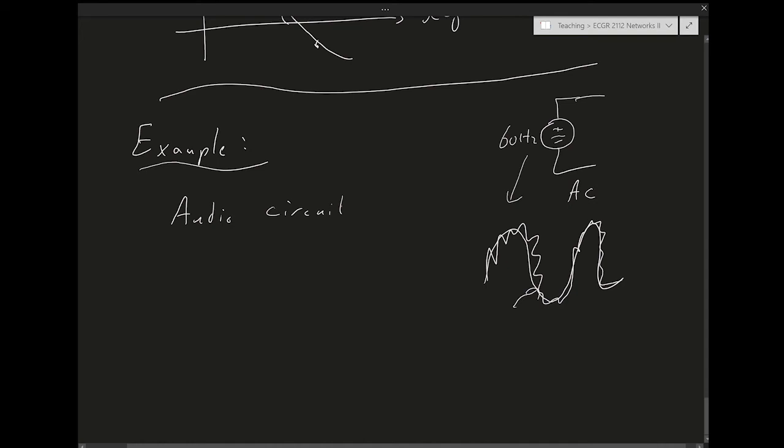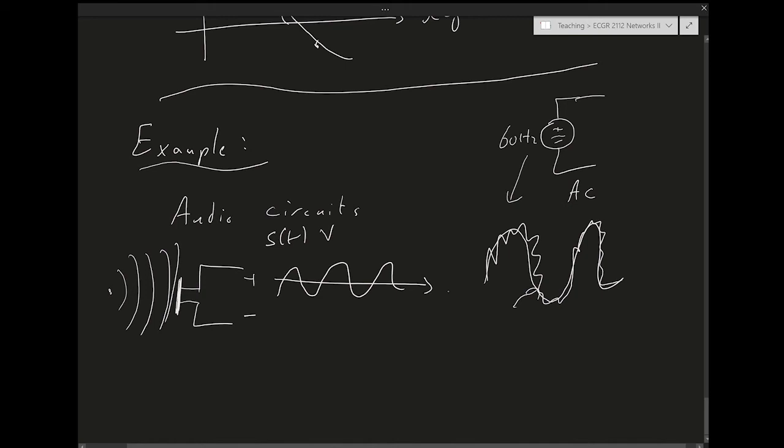or audio amplifiers. Because of the idea of a microphone. A microphone is a device, like a membrane, a transducer, that takes in sound waves and converts them into electrical waves. So this is s(t) in volts, and this is t. Sound waves get converted into electrical versions of those sound waves, and they wiggle around and vary.